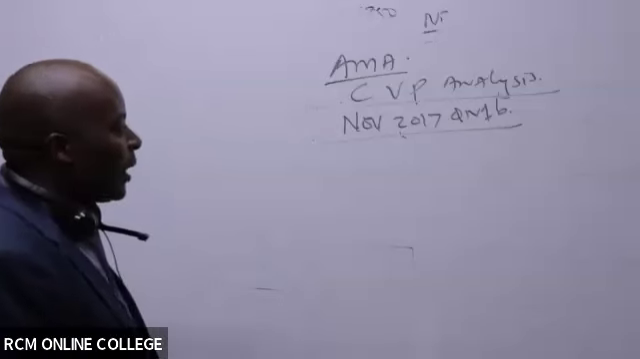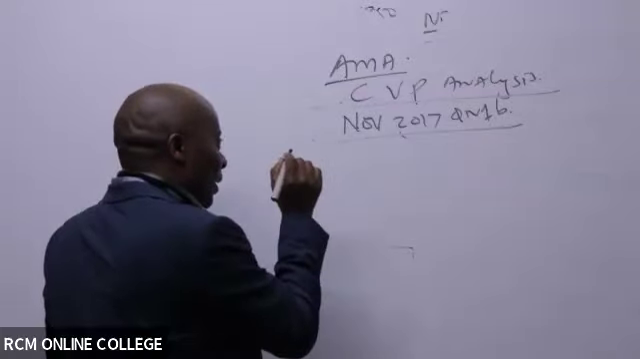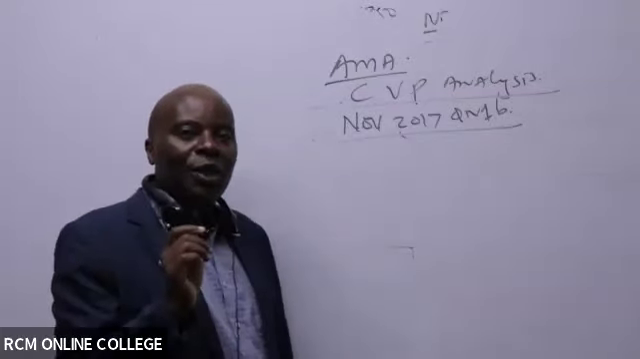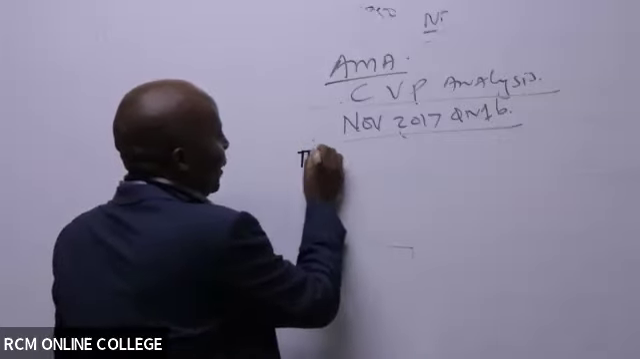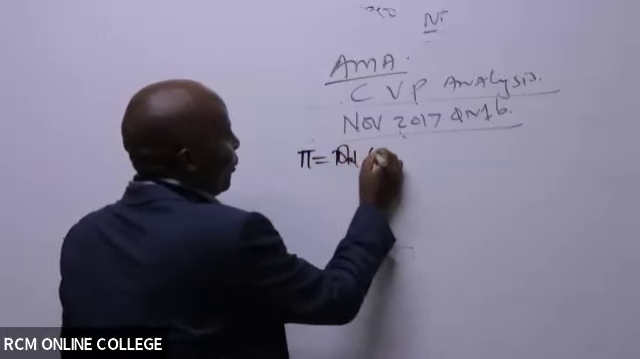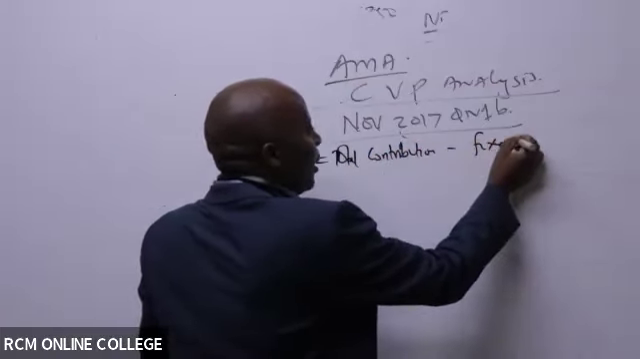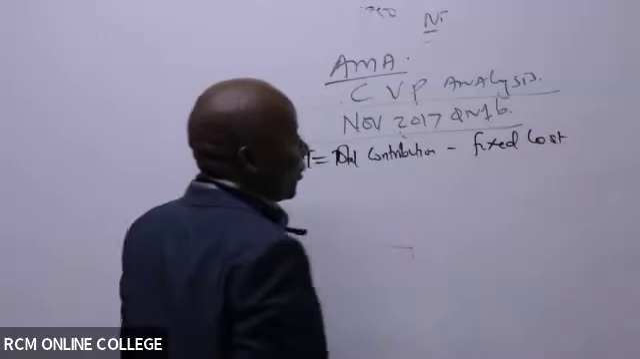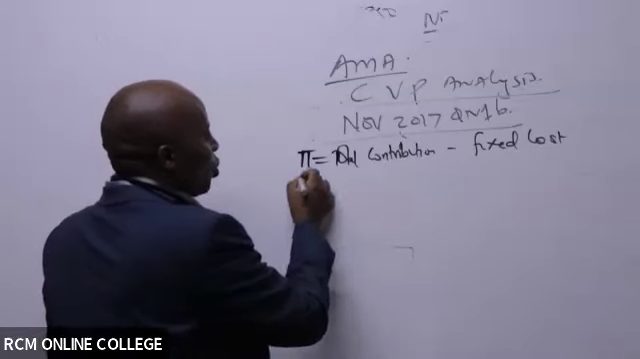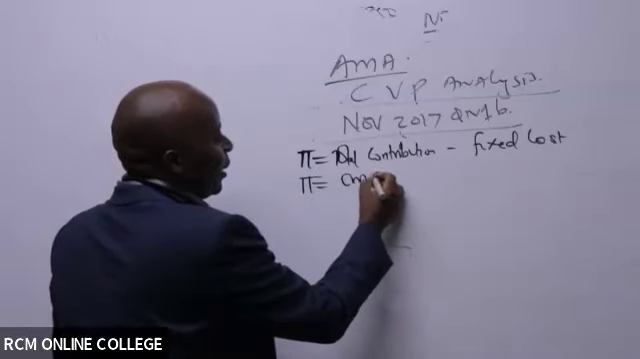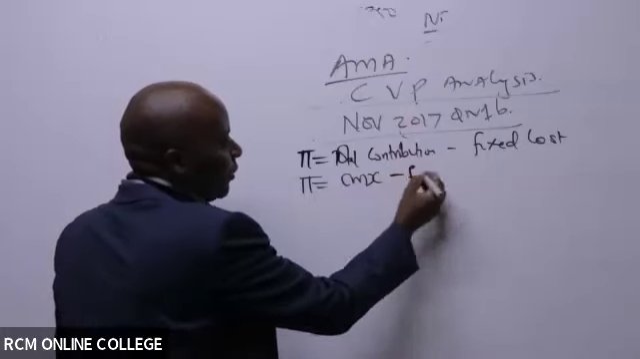If they talk about CVP analysis, there are very important formulas we're supposed to remember, because cost volume profit analysis is all about profit planning. And in profit planning, our profit will be equal to total contribution minus fixed cost. This total contribution, if you remember very well, is obtained like this: contribution per unit multiplied by number of units, minus fixed costs.